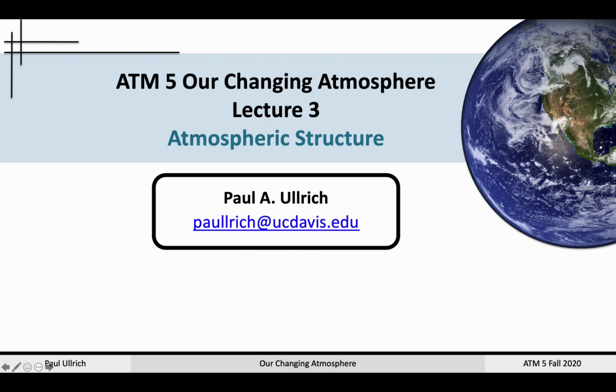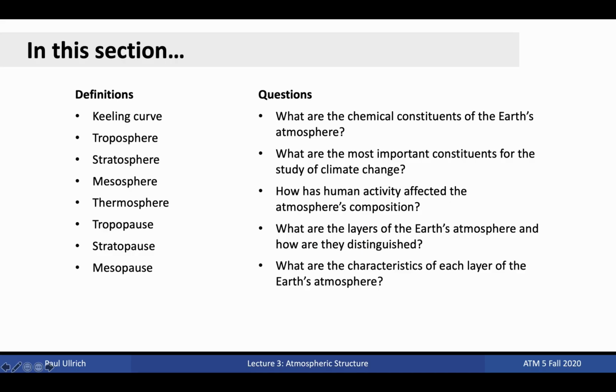In this lecture, we're going to lay some groundwork on the structure of the atmosphere, including its physical characteristics and composition. These facts will be needed for us to understand how and why energy moves around the Earth system. In this section, there are quite a few definitions. We're going to define the Keeling curve, troposphere, stratosphere, mesosphere, thermosphere, as well as tropopause, stratopause, and mesopause.